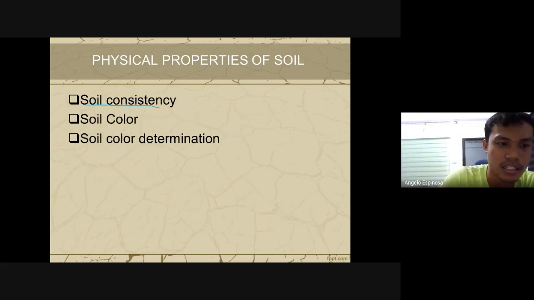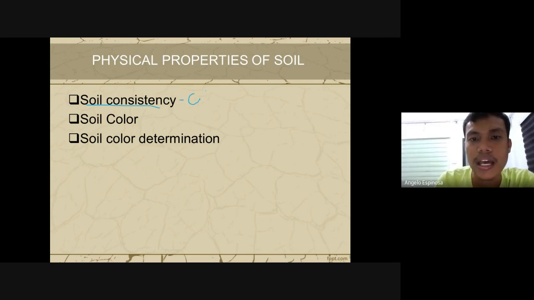Okay, so we have also soil consistency. Ano nga ba yung soil consistency? It is the physical condition of the soil manifesting cohesion and adhesion forces acting within the soil at various moisture contents. The soil consistency is also the workability of the soil at specific moisture contents.